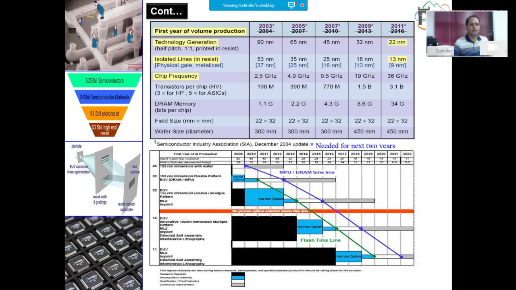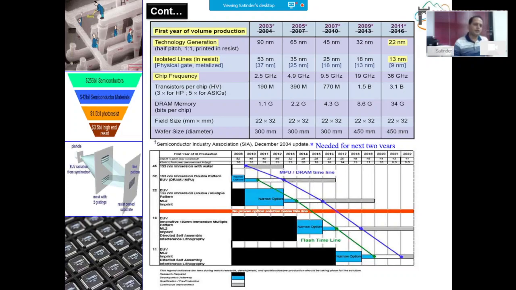You can see from here that the frequency increases with the reduction of the feature size or technology node. Or in other words, we get more storage memory. In the DRAM, you can see how it is improving: it has gone from 1.1 giga to 34 giga per chip. We are talking about this quantification per chip, but in your chip there are millions of transistors. In your complete circuit, millions of such chips are integrated, so then you will get the complete information.